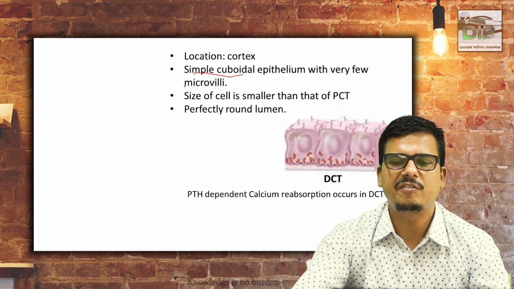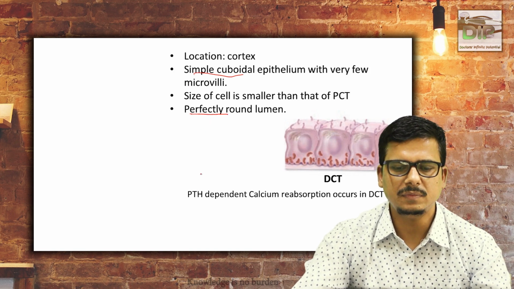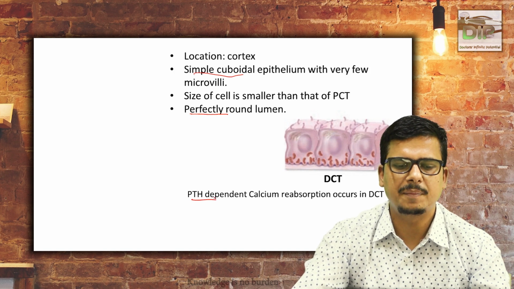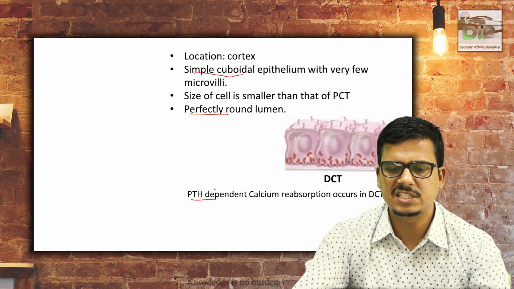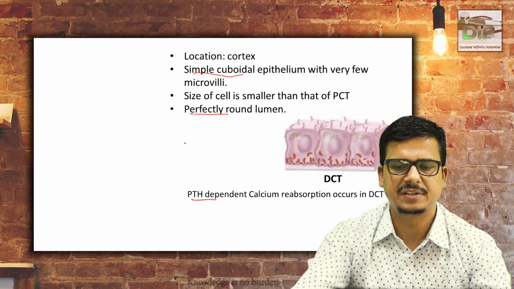Lining is the same, but microvilli are few, the size of the cell is smaller, and the lumen is perfectly round, while in the PCT the lumen is not perfectly round. And the functional importance is that parathyroid hormone dependent calcium reabsorption occurs in the DCT.